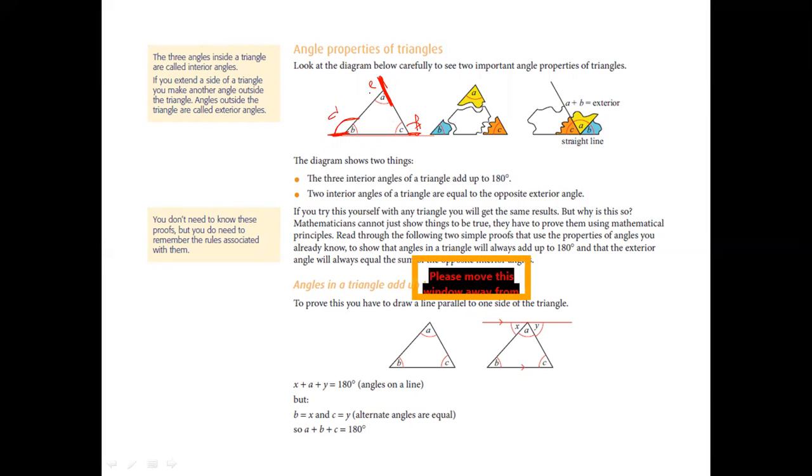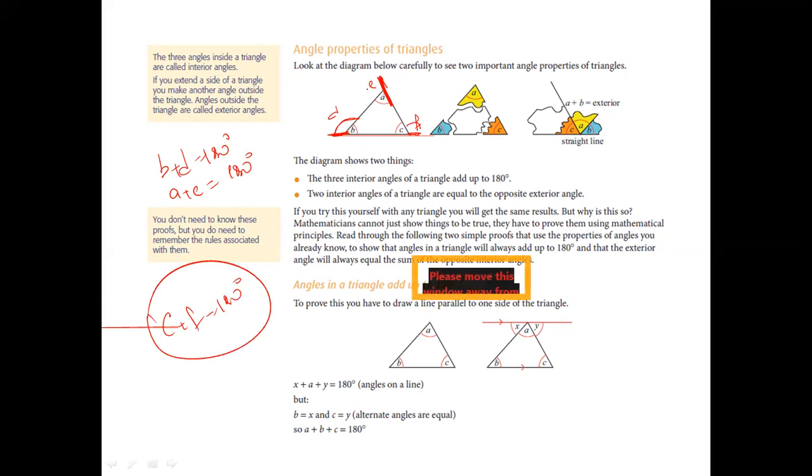The sum of exterior and interior angles equals 180 because it is a straight line. So B plus D is equal to 180. So A plus E also is equal to 180. And what is the sum of C plus F? Also 180, because of interior angle and exterior angle. If you add, you will get 180 because their line is a straight line.